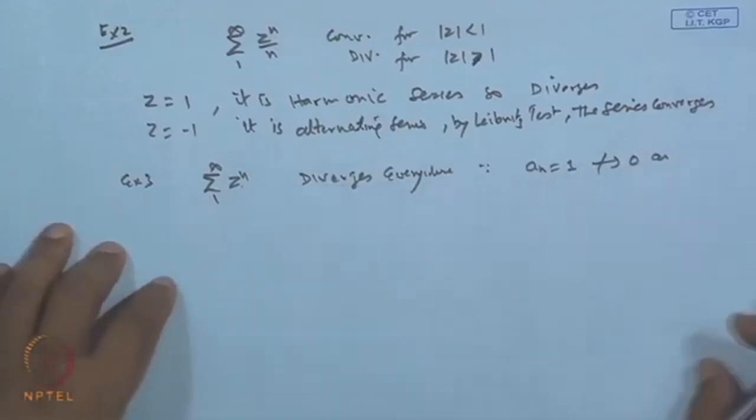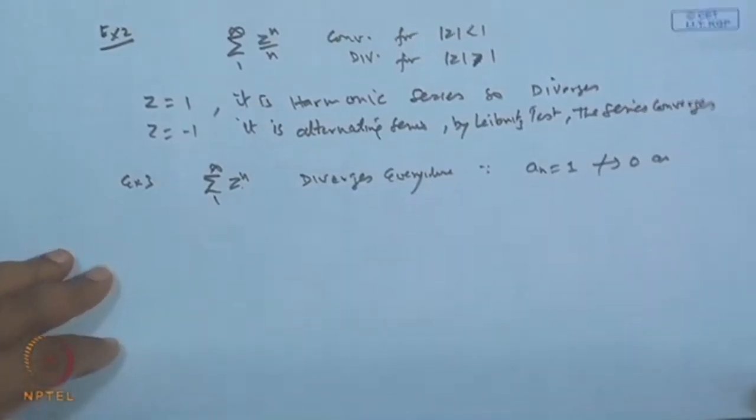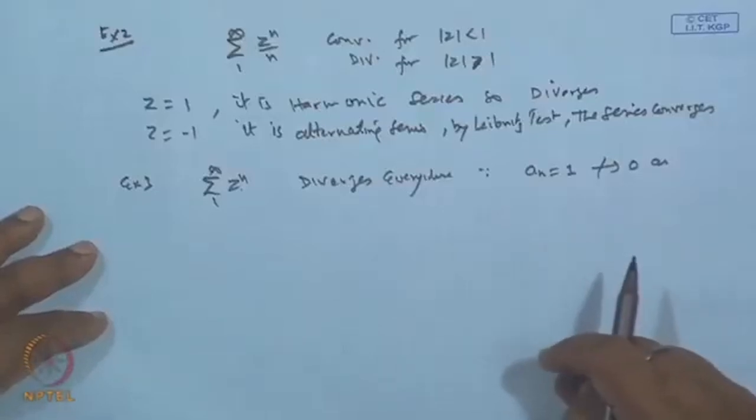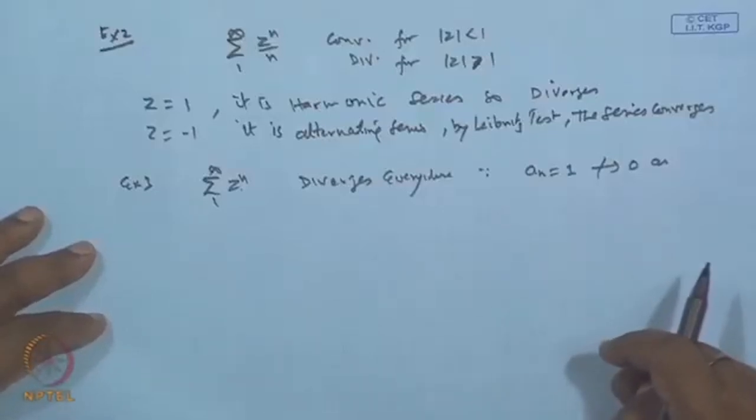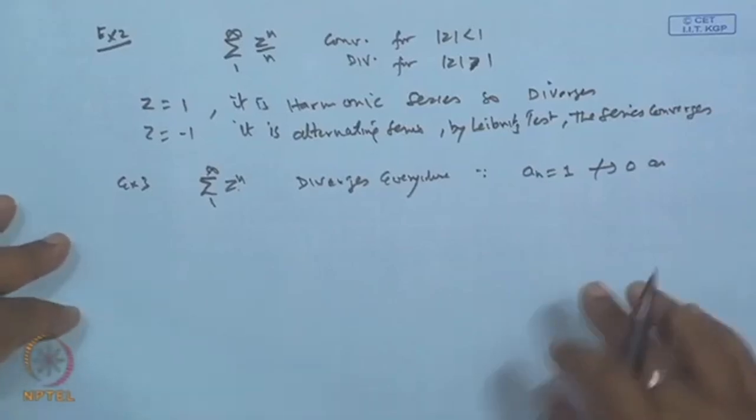So, what we see here is that there are series which converge everywhere on the circumference, there are series which converge only at a few points but nowhere else, and there are series which converge nowhere. So the behavior of a power series on the circle of convergence cannot be definitely said. It depends on the series. So, this is one thing.